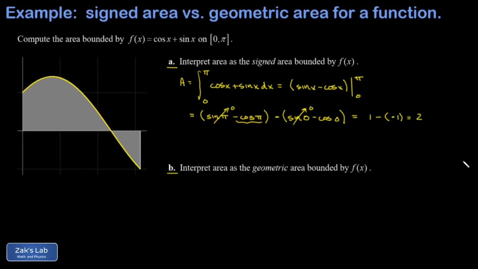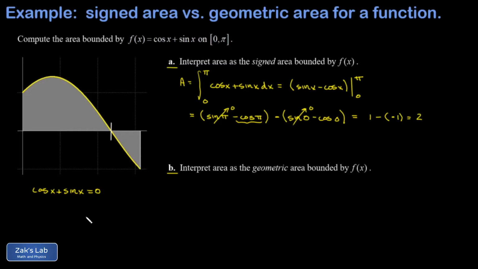In part B, the problem is more difficult because I need to split the integration interval at that point where the function dives below the x-axis. And basically, we just tack a minus sign onto the definite integral of the second piece that's below the x-axis in order to make it positive. So the first order of business is to find out where the curve is equal to 0. So we have to figure out where is cosine x plus sine x equal to 0.